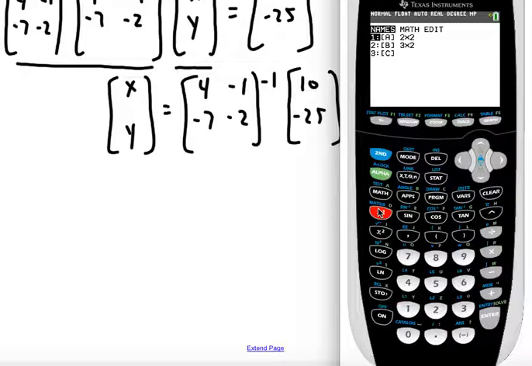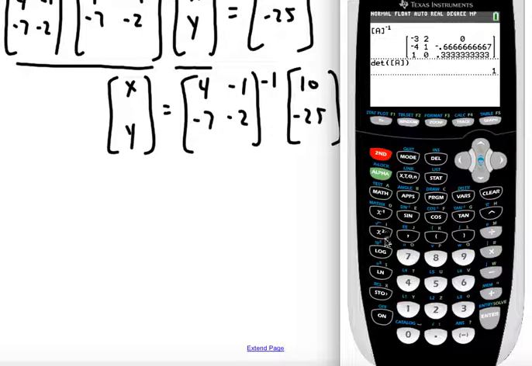Now I'm going to go back in there, the second matrix there. I'm going to edit matrix B. That one there is a 2 by 1, so 2 rows and 1 column. And I'm going to put in 10 and then -25. So now I can get out of that.